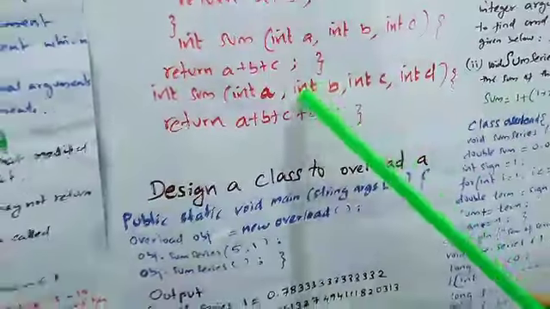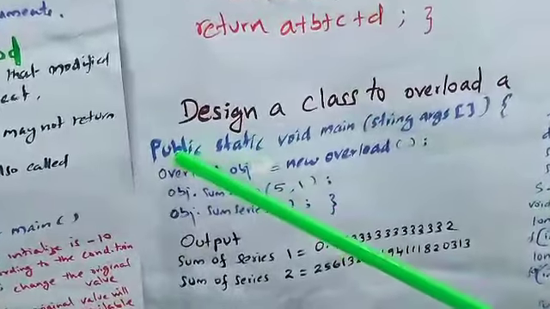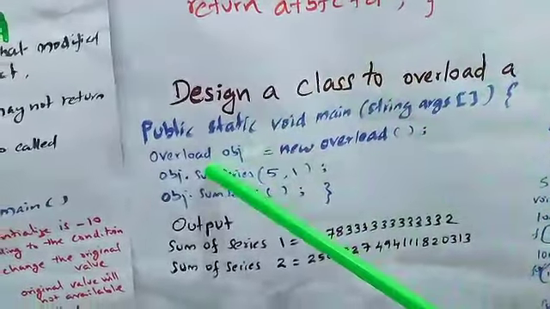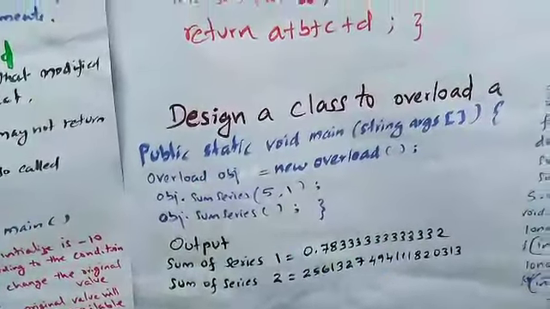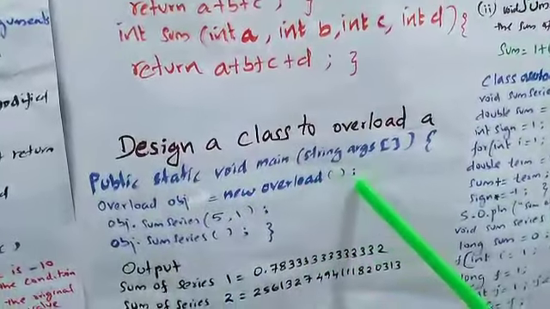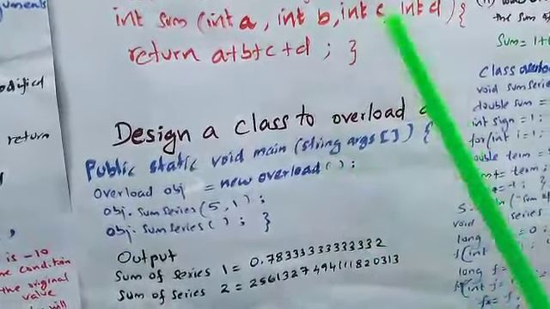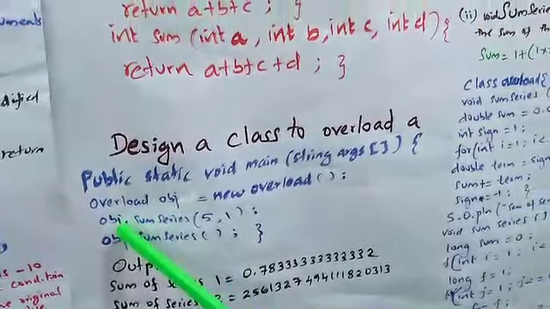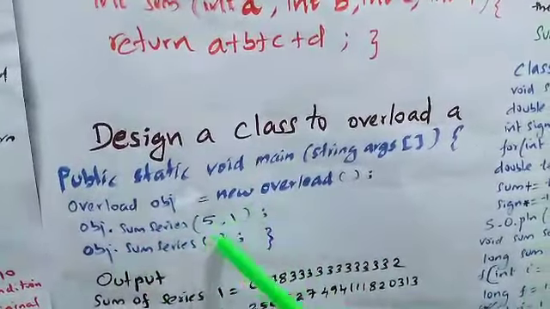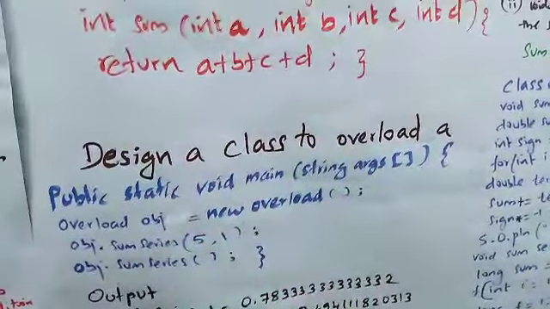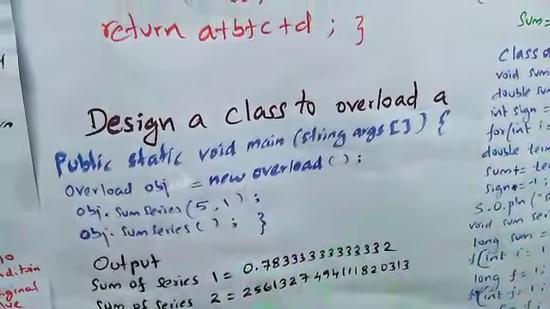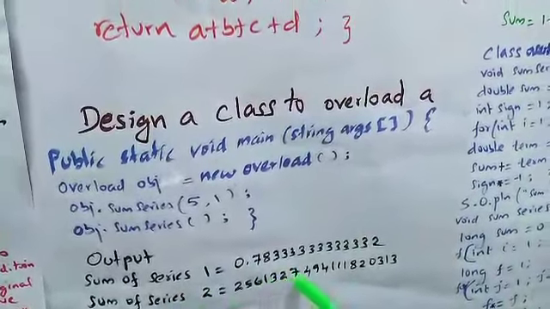Now we have to invoke the function. What will you write? Public static void main string args, open the curly bracket. Our class name, what was that? Overload. You have to bring here Overload obj equal to new Overload, then put the open and close bracket, semicolon. Object dot sum series, you give the values 5, 1. Then object dot sum series, open and close bracket, put the semicolon. So your output will be: the first one is equal to 0.783, and the sum of the second series will be 256. This will be the output.